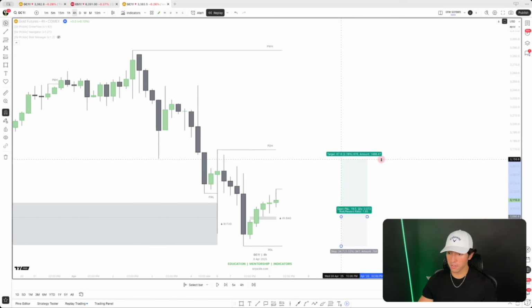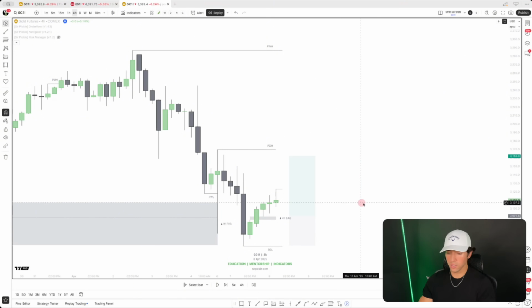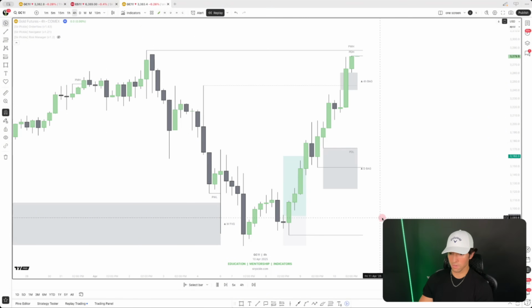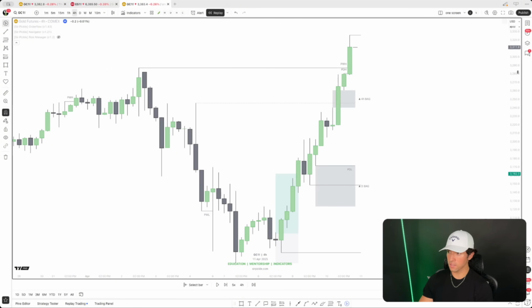I love the low-hanging fruits. I love being in and out and just capturing my piece of the pie. So let's see how this plays out. So there's a 2R, and there is your context complete.